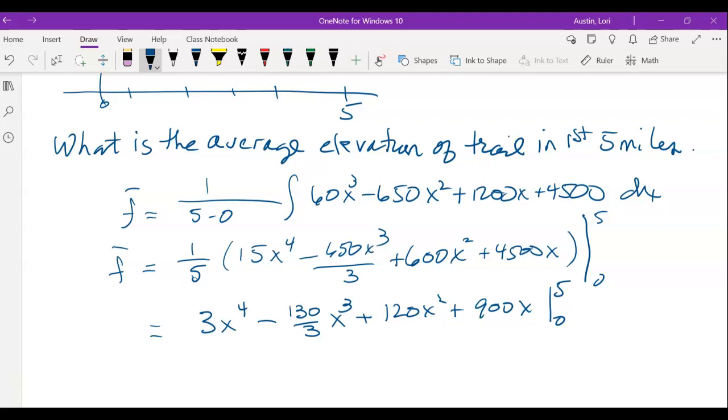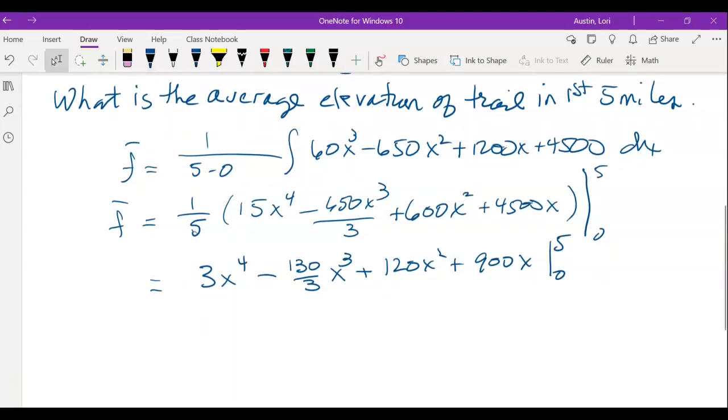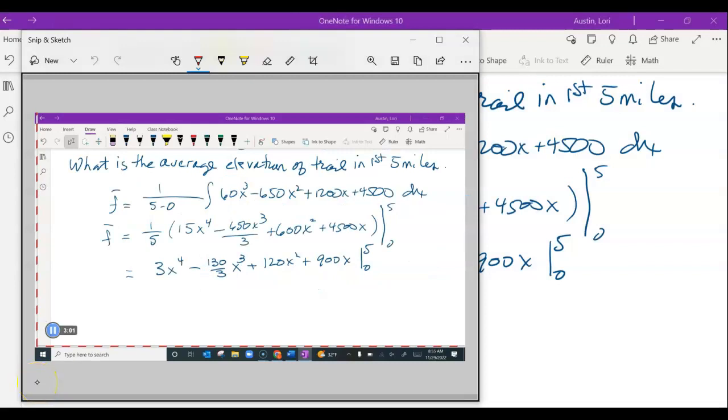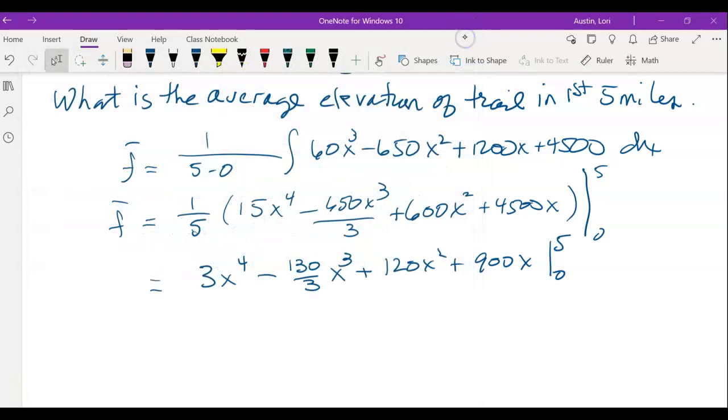All right, do you want me to just give you that answer? Do you want to sit and do all the work? You can. So it would... oh no, no. Again, problem with technology. You got it back. So yeah, it would be 3 times 5 to the 4th minus 130 over 3 times 5 cubed.